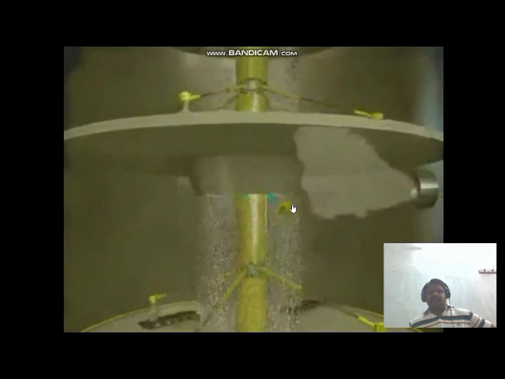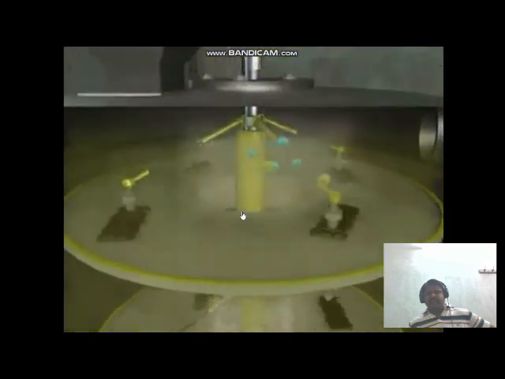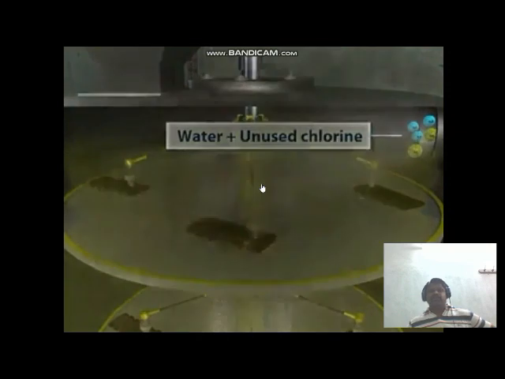And here hot air. Why are they sending it? Sometimes the slag lime becomes wet, so for converting it into dry form, they pass hot air. See here, the excess chlorine gas and some waste gases move in the upward direction. Finally they go outside: water plus unused chlorine. Why? Because when they send hot air, water will be present, and unused chlorine means some amount of chlorine.